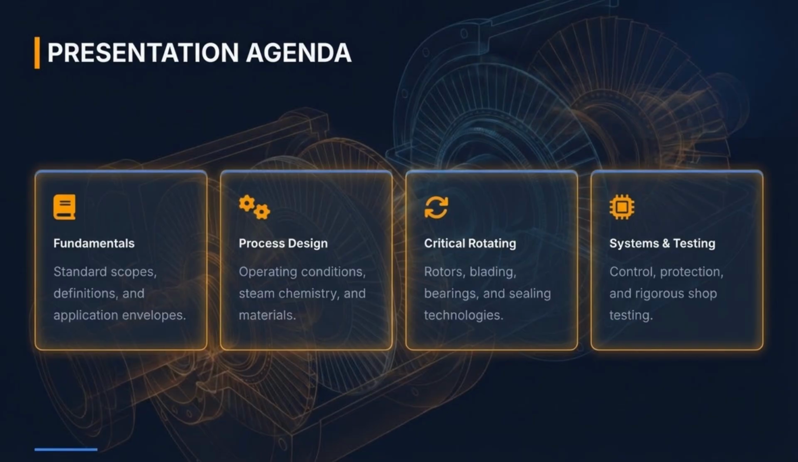Our session is organized into four main pillars. We will start with the fundamentals, defining the application envelopes for each standard. Then we will move into the process design, covering steam chemistry and materials. Third, we will examine critical rotating components like rotors and bearings. Finally, we will conclude with systems and testing, where we discuss the control, protection and rigorous shop testing procedures.